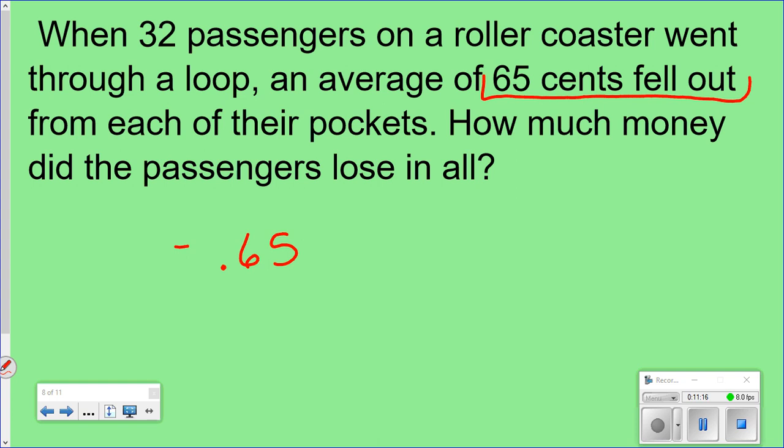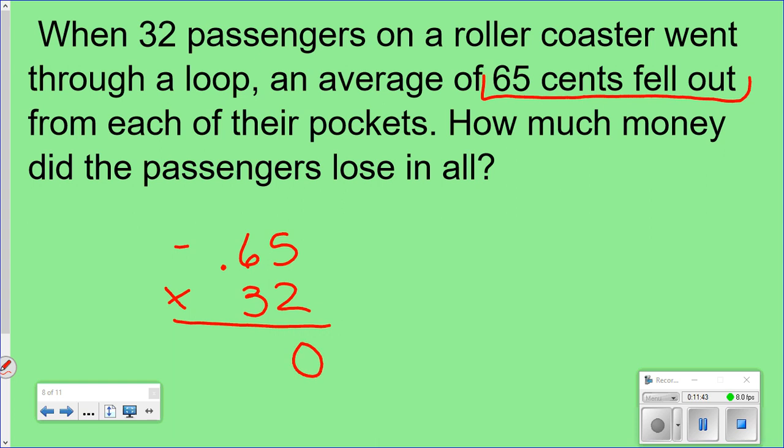There's going to be keywords in your story problems today. It could be fell out. It could be lost. It could be decrease. All those good things. Now, how can I figure out how much everybody lost in all if I had 32 people that went on that roller coaster and everybody lost 65 cents? How can I figure out how much money is going to be laying on that ground, Mason? Times 32. All right, so let's do it.